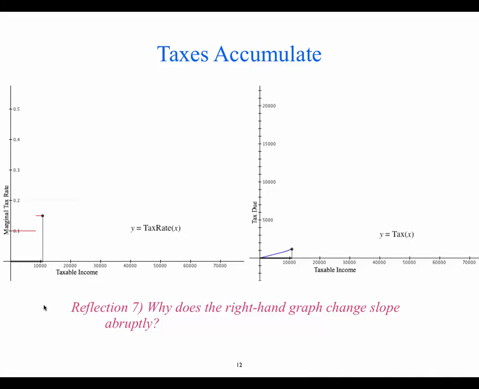Why does the right-hand graph change slope abruptly? You see there's a little kink there, and here comes another little kink right there. Because the tax due increases at that point. Yeah, because the tax rate increases, so you're going to pay more, so the tax due increases faster as taxable income increases. That's how I see it. Okay, so what do you think? Why is there an abrupt change in slope?